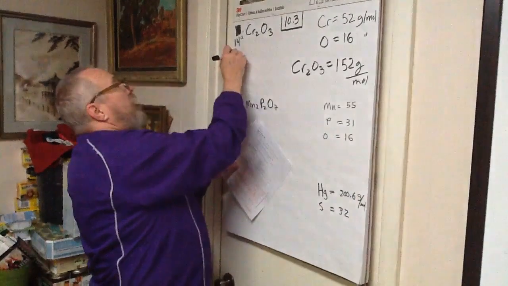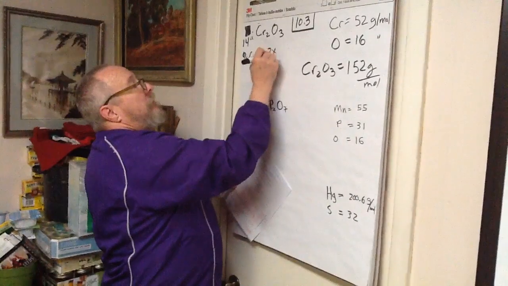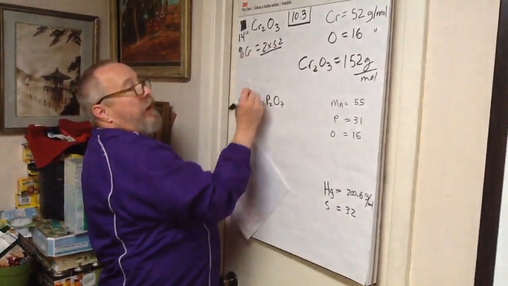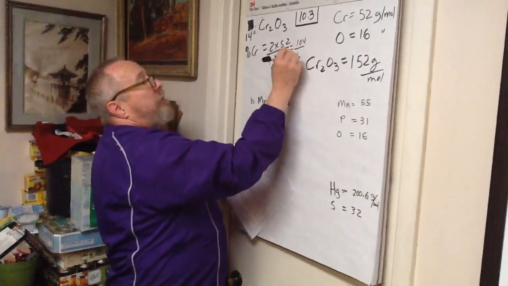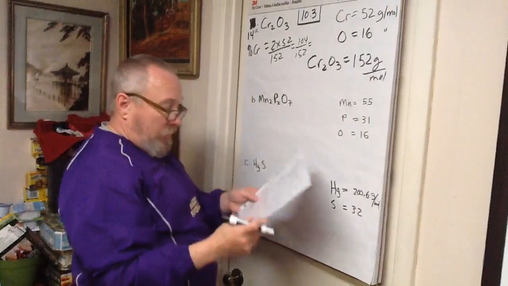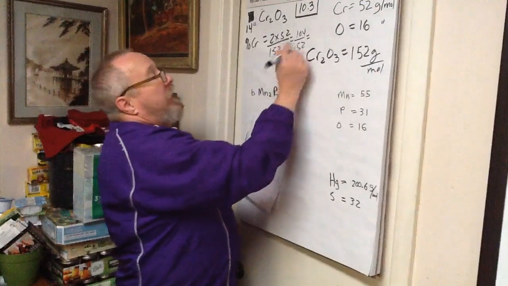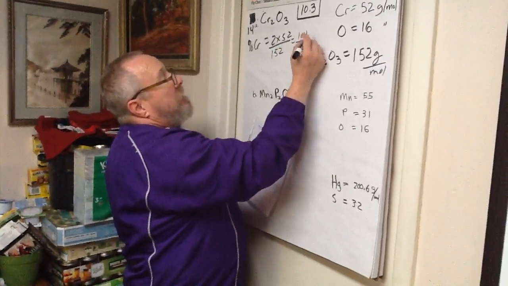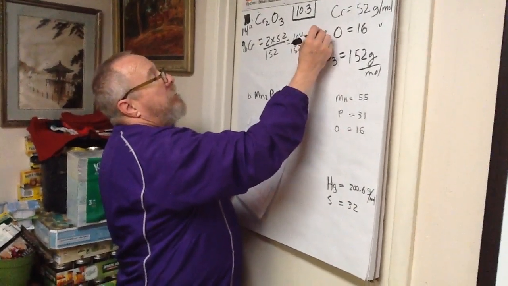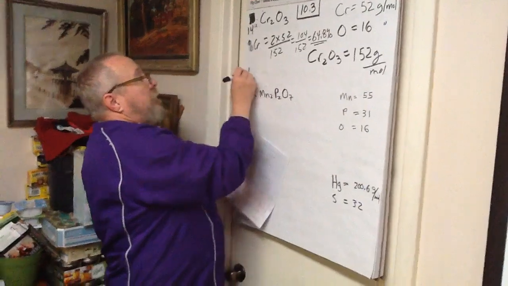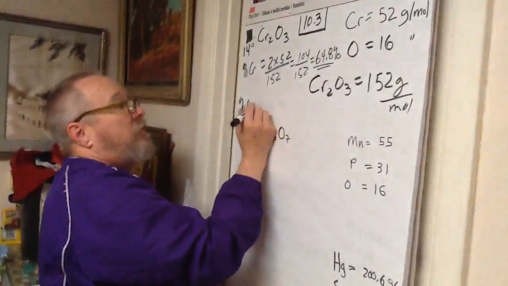So if I want the percent chromium, I have 2 chromiums at 52, and I divide that by 152. That's 104 divided by 152, and that is equal to, and this is your answer, if you work it out, 0.648, but multiply it by 100% to get percent, and it's 64.8%. Your answer. The percent oxygen in this compound, oxygen has a molar mass of 16.